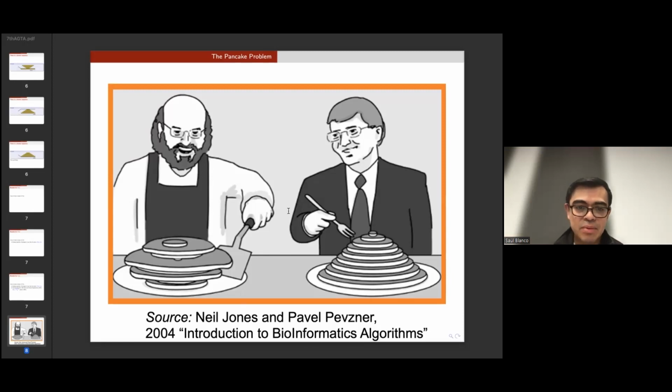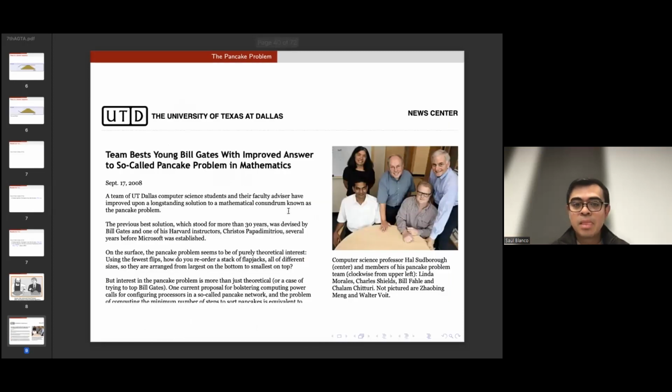genome sequences. Then at some point in 2008, there was this team from Texas, and you can see them right here smiling very proudly, that made an improvement from the 1.666 bound that I mentioned. So it took about 30 years, a little more, I guess. And they put it in the news at their university.